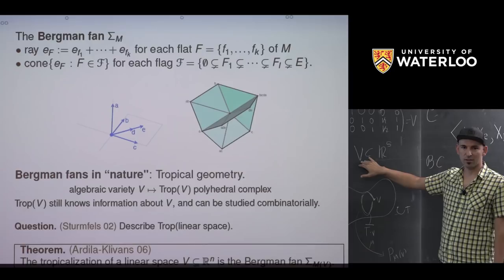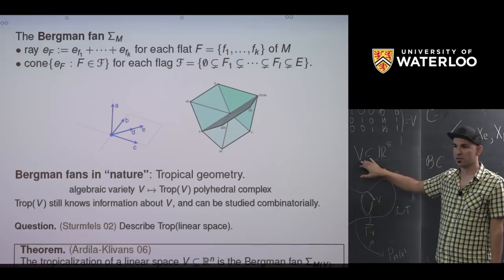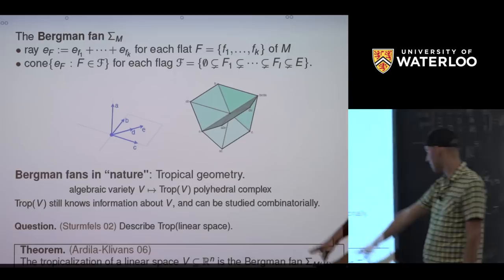Okay, so sometimes we call these tropical linear spaces because that's what they are. The tropicalization of a linear space is the Bergman fan. So that's why these things appear naturally.